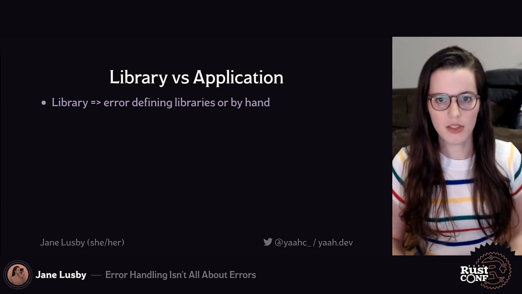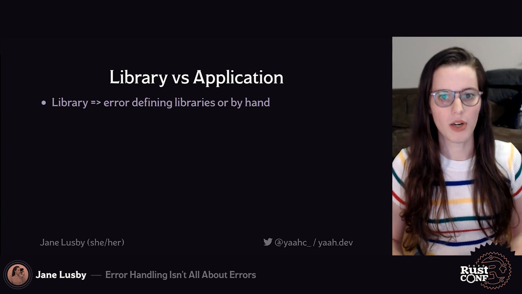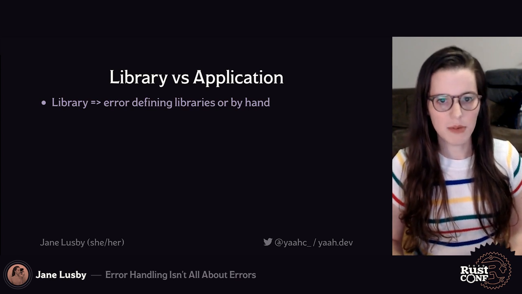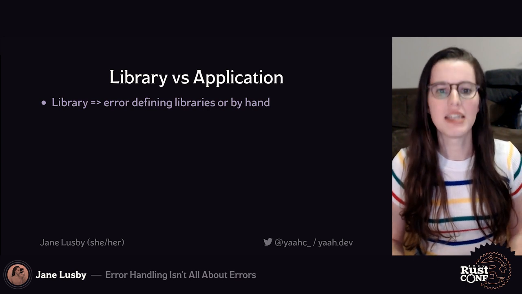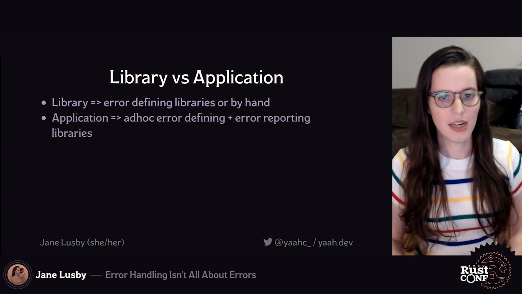For applications, on the other hand, we know which errors we're going to handle versus report, and we usually handle errors close to where they're returned. We will need to create new errors, but usually this is only for errors that we wish to report. And we need to be able to report arbitrary errors because applications usually work with errors from many sources. All of this pushes us to use error reporting libraries like eyre and anyhow.